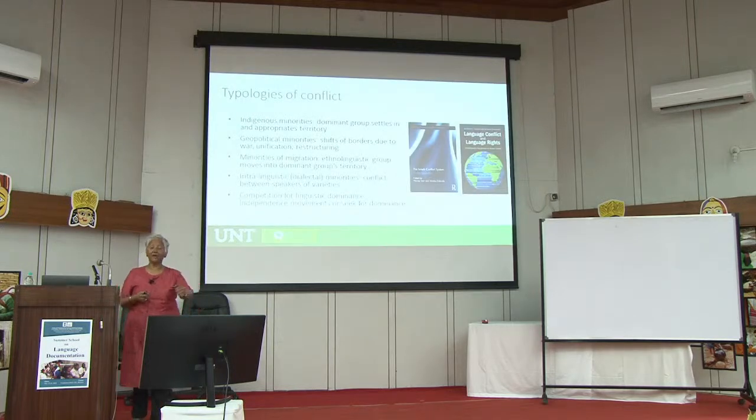And so here are some examples of the types of conflict that come up. So let me do the first two, and then we'll leave it to you to ask later if you're interested in the rest of them. But this is an example. So the first is, supposing there is a dominant group and it settles where a minority group is, takes its land away. This would be called one kind of typology of conflict for their indigenous minorities. Or people have to move because the borders are shifted or there's war, and then this would be called a geopolitical minority, and so on.